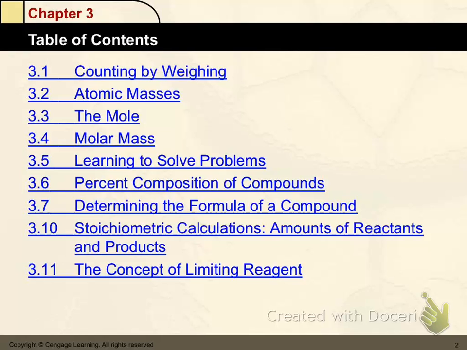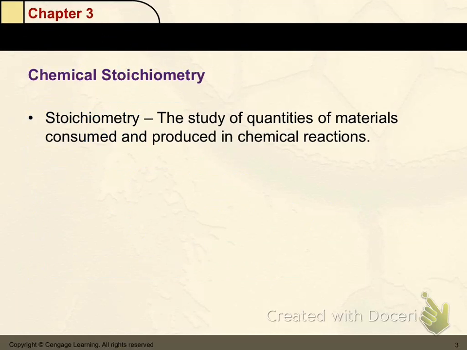All right, starting Unit 2, which will comprise Chapters 3 and 4. Chapter 3 is called Stoichiometry, which we'll get a definition for in a second. And today's lecture is going to cover 3.1 and 3.2 in the text, counting by weighing and atomic masses. Chemical stoichiometry: the study of quantities of materials consumed and produced in chemical reactions.